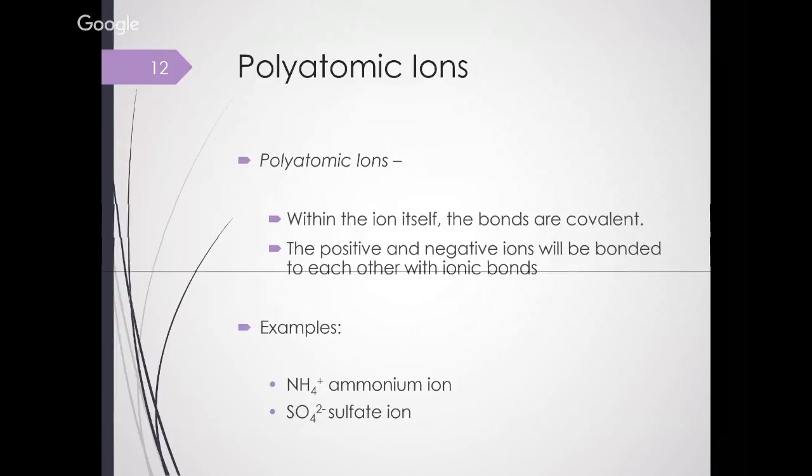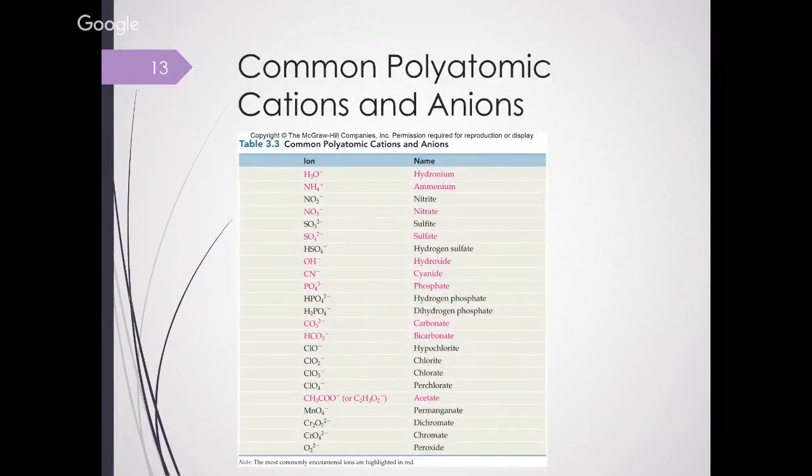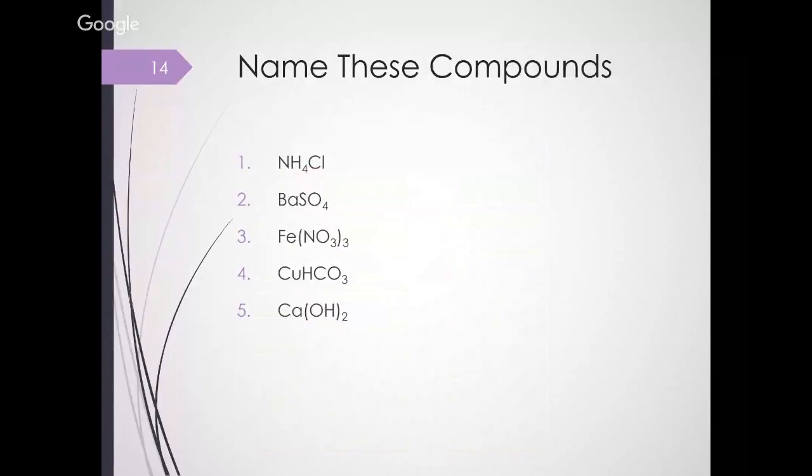We can still employ the crisscross method to form compounds with these particular substances as well. So here's a list, and there's a table in the book that tells you what some common polyatomic cations and anions are with their specific charges and their formulas. So how do we name these compounds?